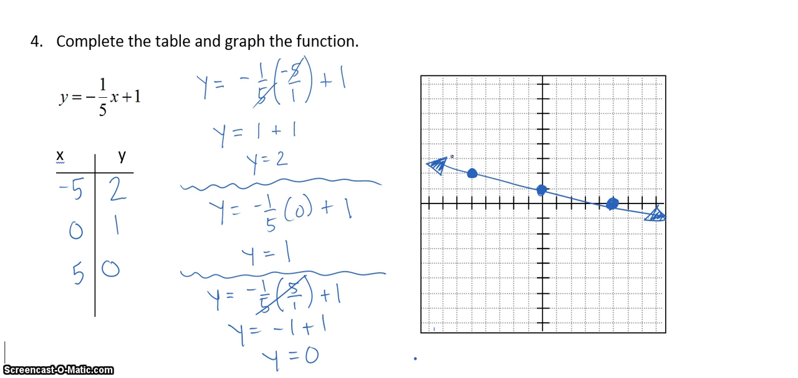Now, one thing that you can do to verify that your graph at least makes sense for the equation is to ask yourself, does my line go up or down from left to right? You read a book from left to right, and you read a graph the same way. So from left to right, this graph goes down. That means it should have a negative slope, and it does. So the graph does make sense for this equation.